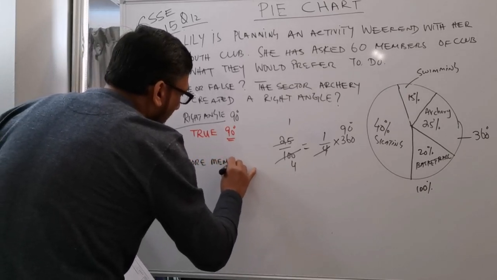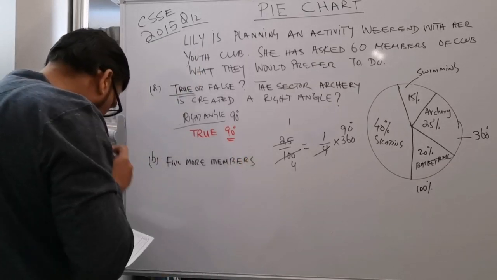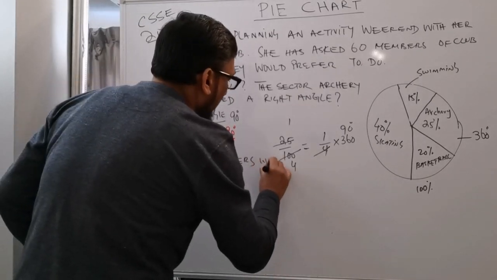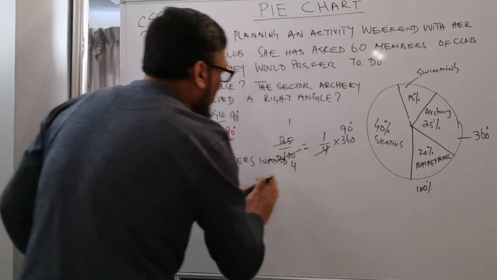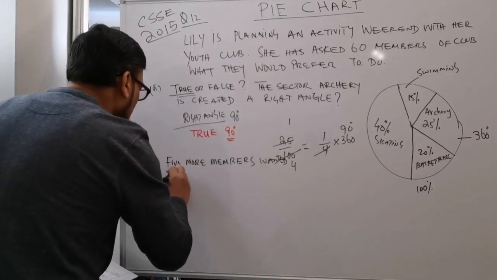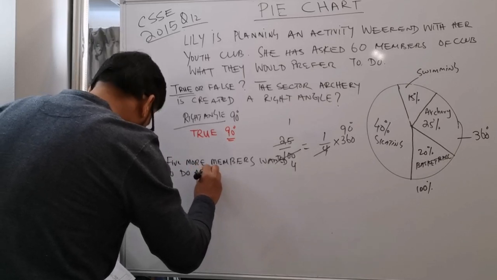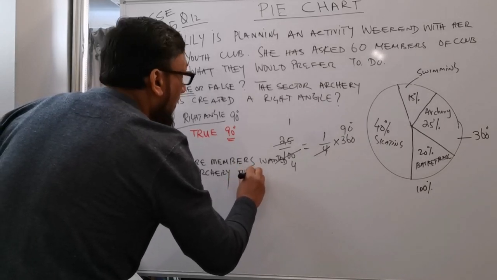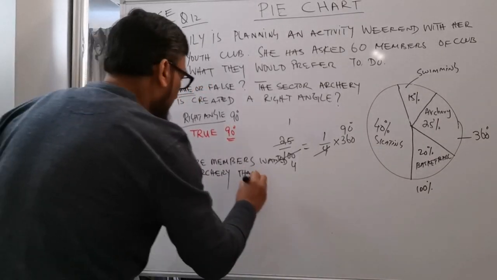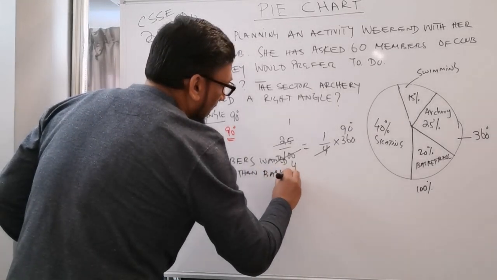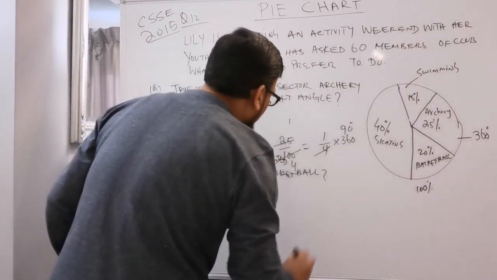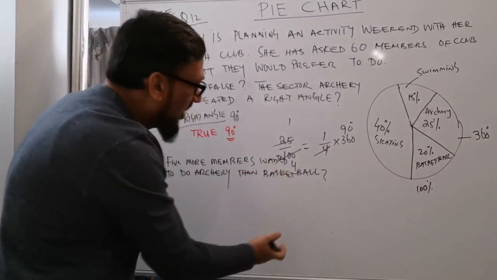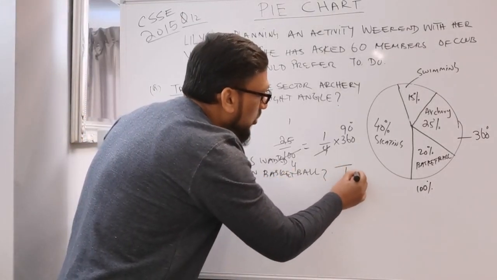Five more members wanted to do archery than basketball. So five more members wanted to do archery than basketball. Either this statement is true or false.